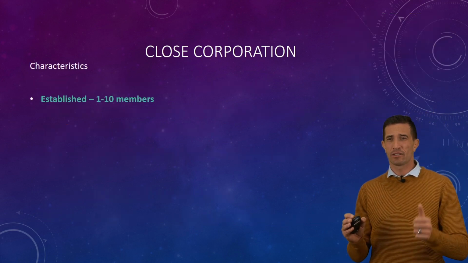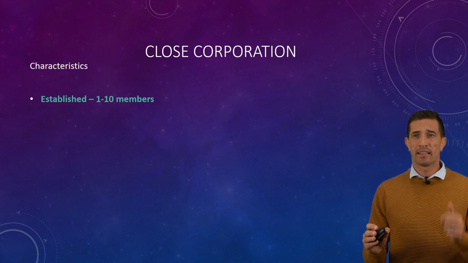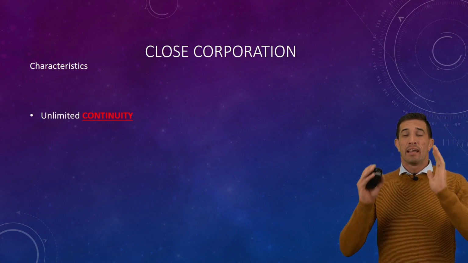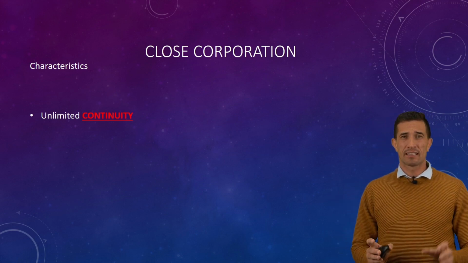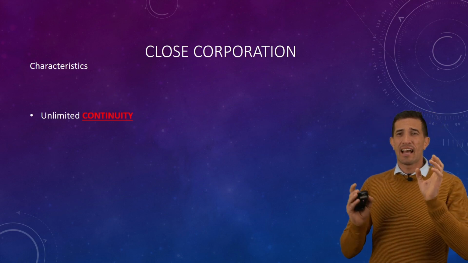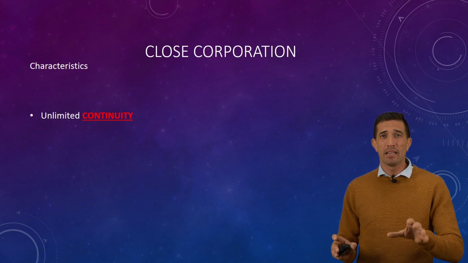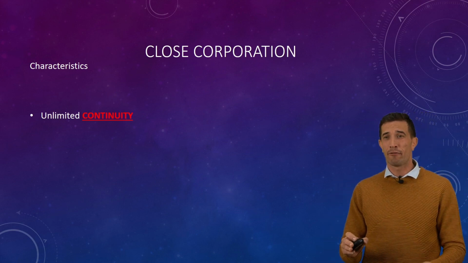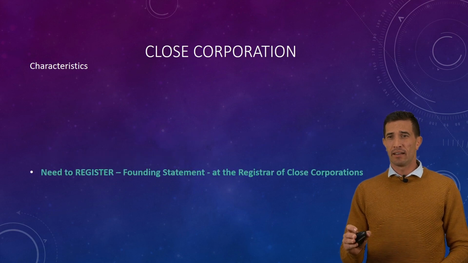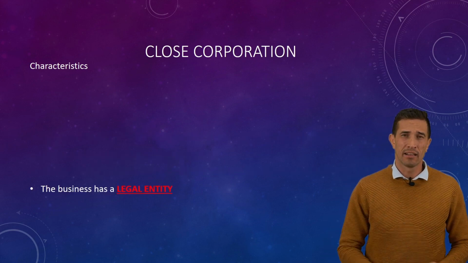So we said the owners are called members. We know that there's 1 to 10 members. Here's the first advantage, but it's also characteristics. In a CC there is unlimited continuity. That means your business can continue to exist, and this is based on one fact, that there is a legal entity.